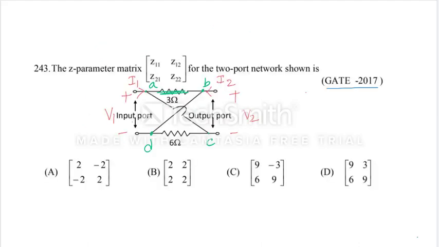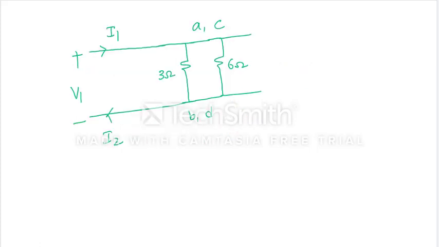And here B is positive and C is negative, so this is positive, this is negative, and this voltage is V2. This current is I2 and this current is I2. So I can redraw this complete network. Now these two are simply in parallel.